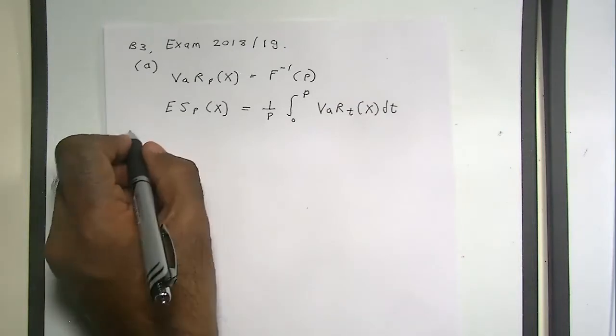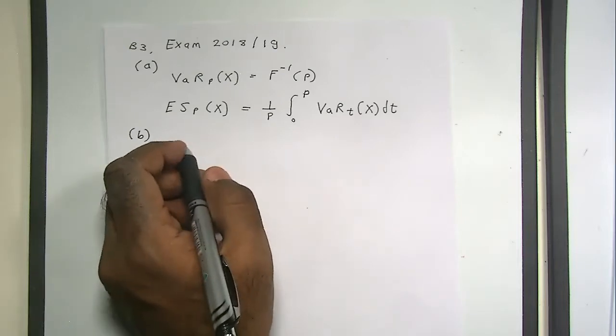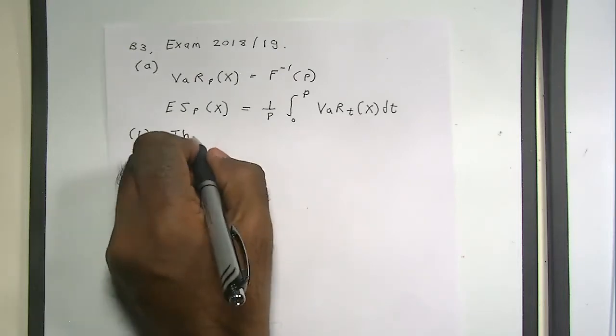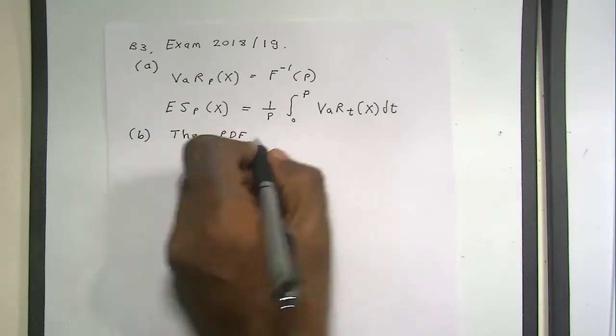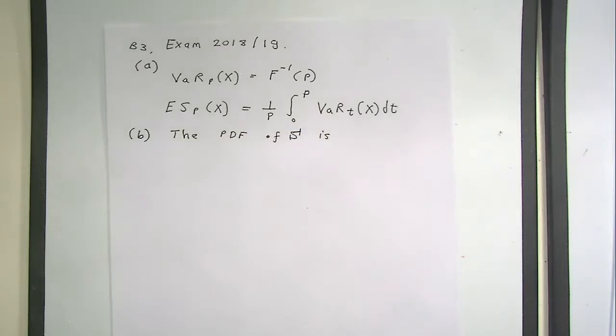Part B is you have a portfolio made up of k investments where k is known. Suppose that the losses of the investments are dependent variables with probability density function given by this. Show that the probability density function of total portfolio loss is that. So you want to find the PDF of S, where S is the total portfolio loss.